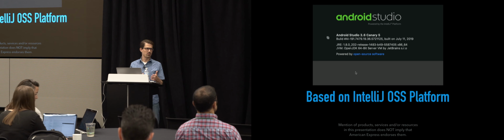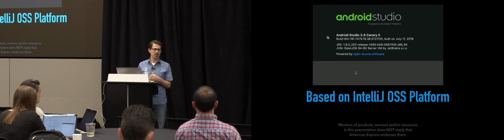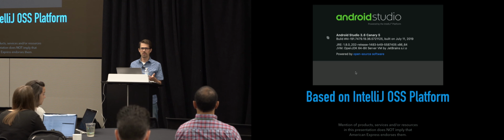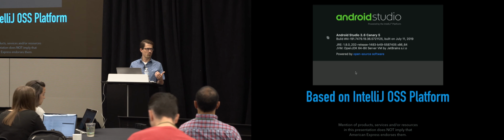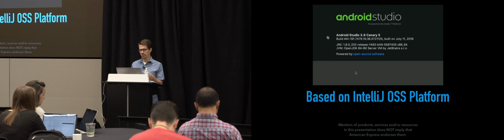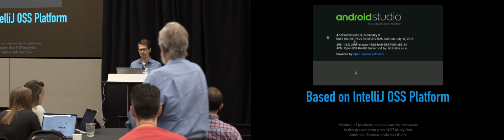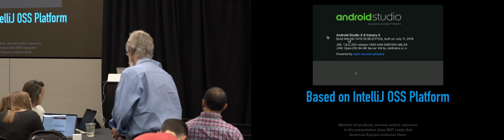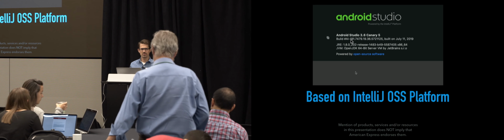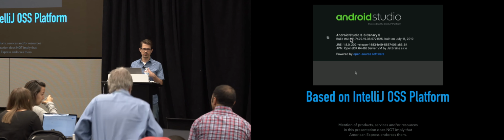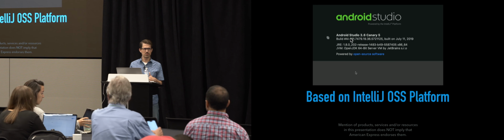So if you've used other IntelliJ-based products, like the base open source edition, you know that it's versioned by year and they have 3 releases a year. So there's a way to tell which version of IntelliJ Android Studio is based on, and it's this number at the beginning of the build number of Android Studio. So this version, Android Studio 3.6 Canary 5, is based on 2019.1, so you'll see very similar features with IntelliJ 2019.1.